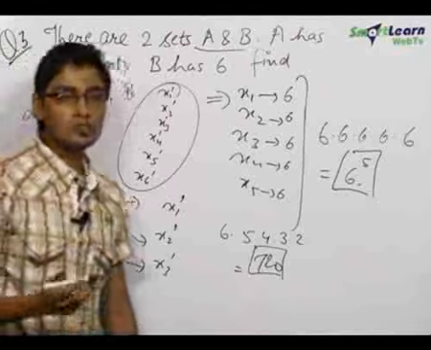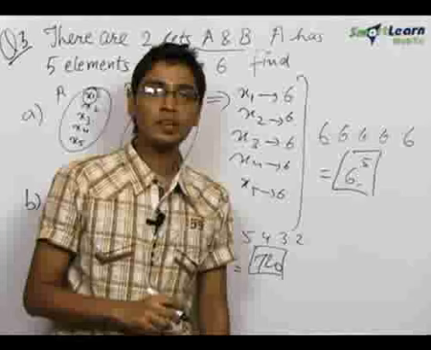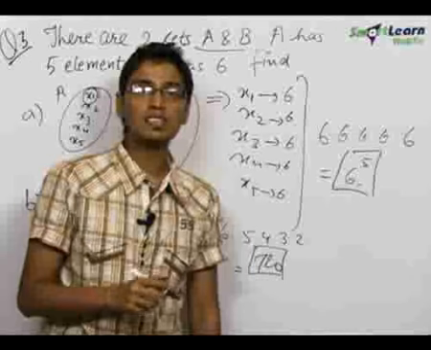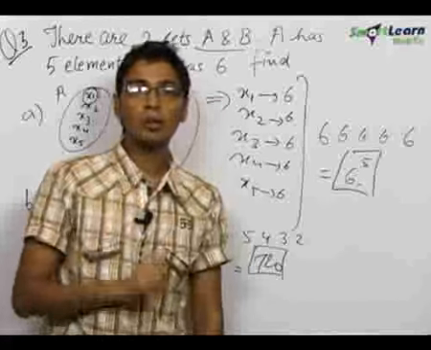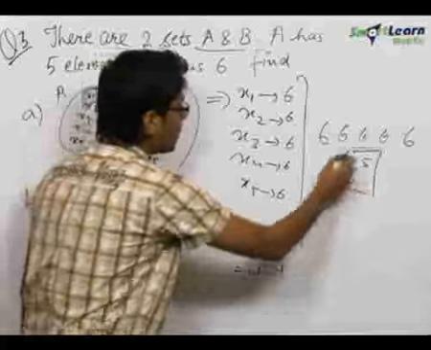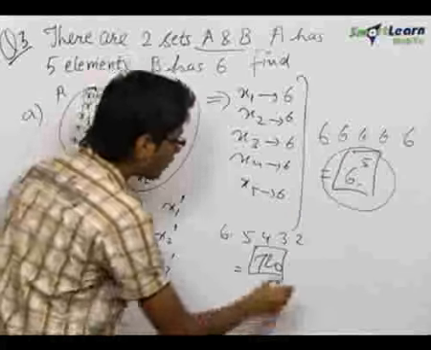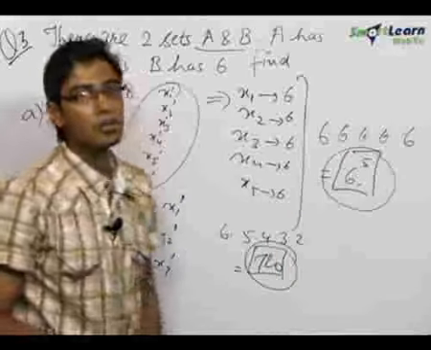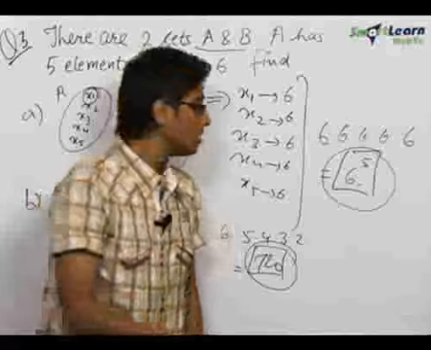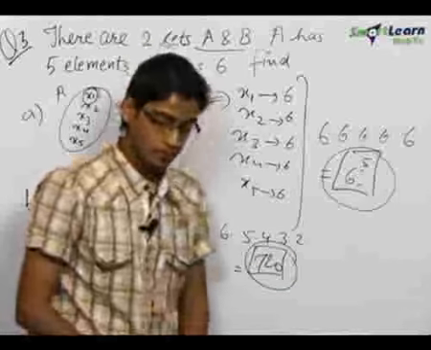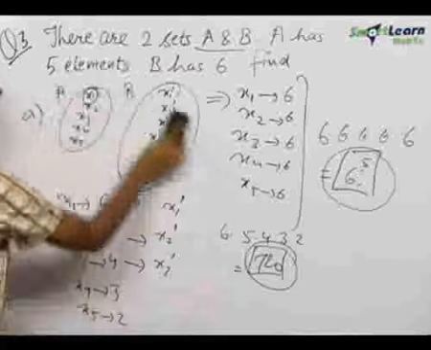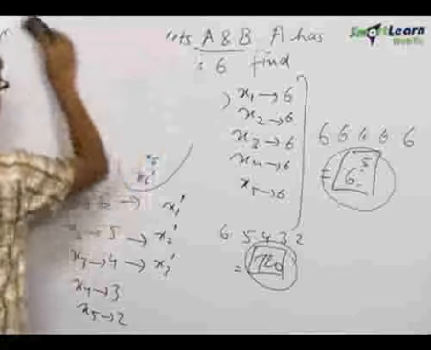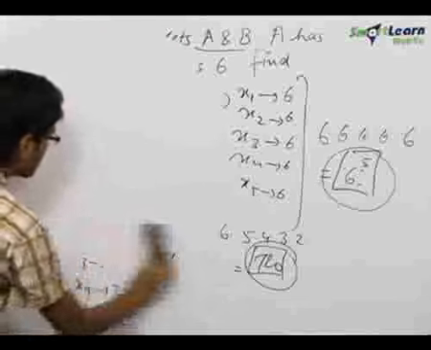Now you must be thinking, what is the number of many-one mappings? The number of many-one mappings plus the number of one-one mappings is equal to the number of total mappings. The number of total mappings is 6 power 5. The number of one-one mappings is 720. So the number of many-one mappings from A to B is 6 power 5 minus 720. This 720 is the answer for our second part, the number of injective functions possible.